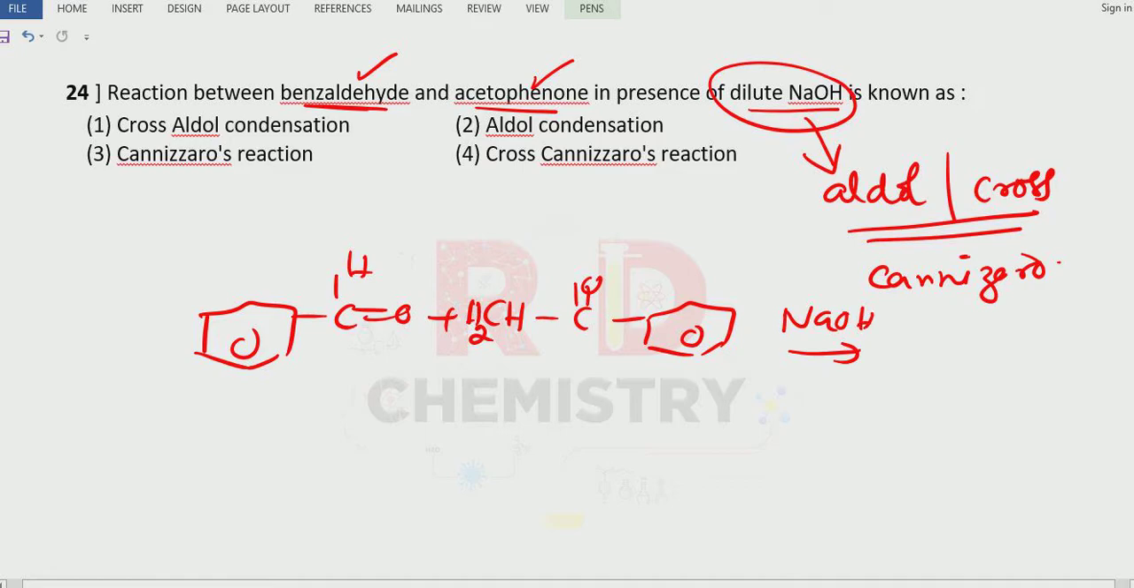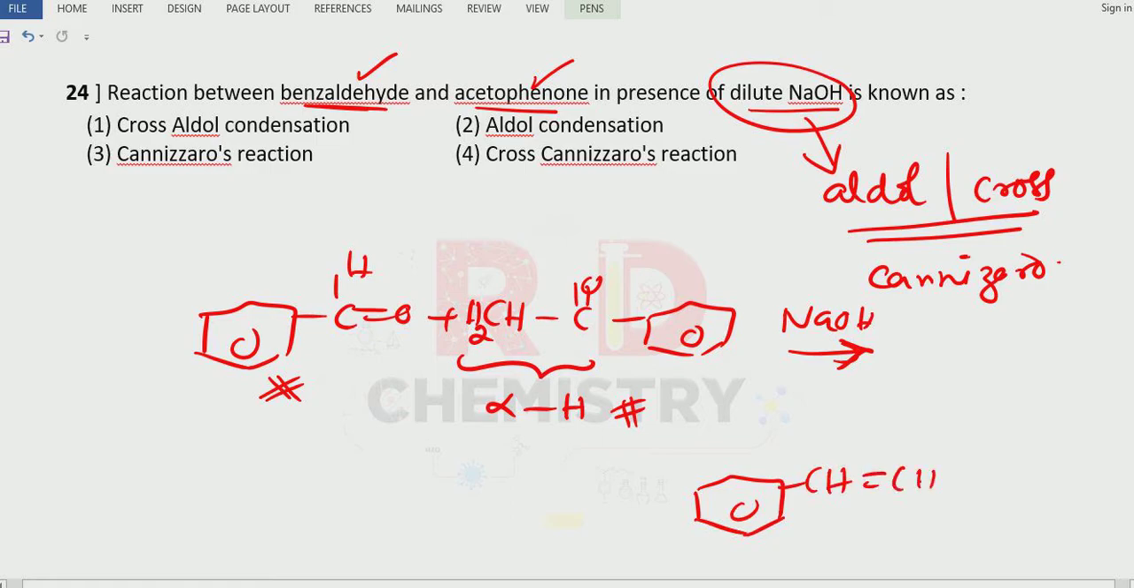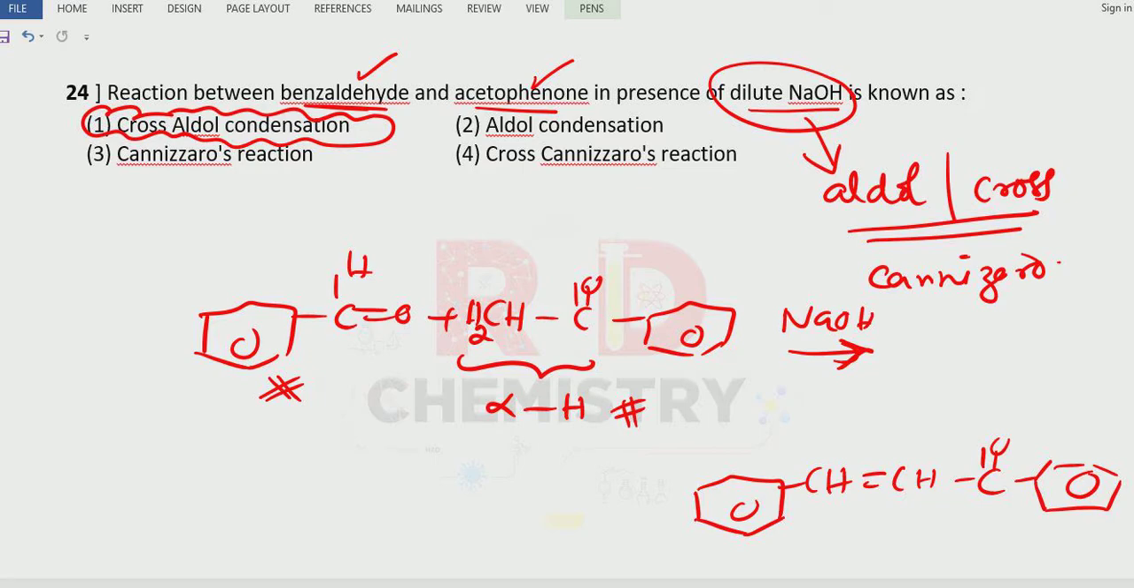Now here alpha hydrogen atom is present. Whenever alpha hydrogen is there in the presence of sodium hydroxide, the reaction is called aldol. Now there are two different types of aldehydes or ketone, correct? Therefore it is called the cross aldol reaction. The product would be, I'm going to write the final product. So we have CH double bond CH, then C double bond O attached to the benzene. This is called the aldol reaction, but it is called the cross aldol because there are two different types of substances. One contains alpha hydrogen, the other does not contain alpha hydrogen atom, right?